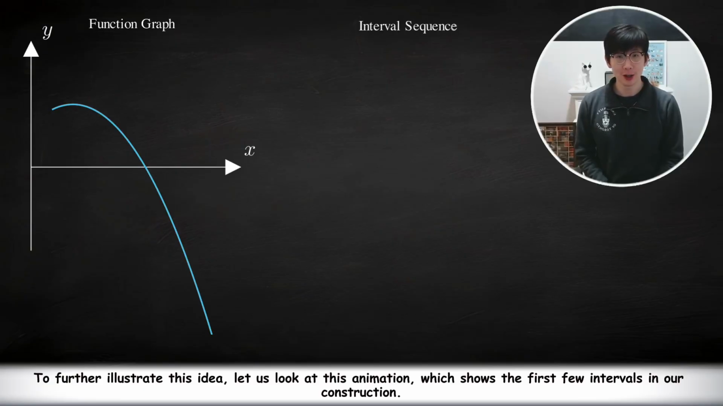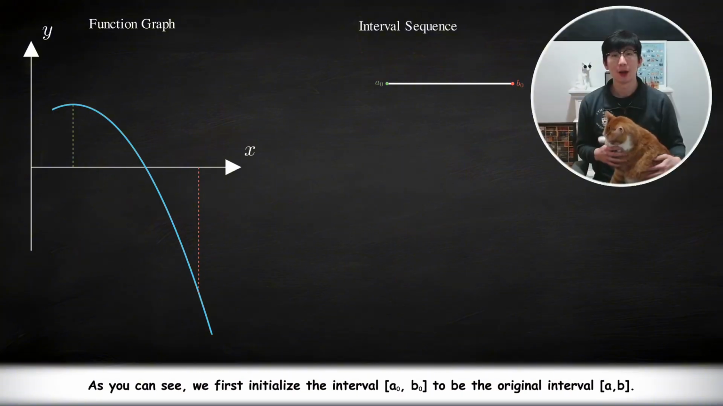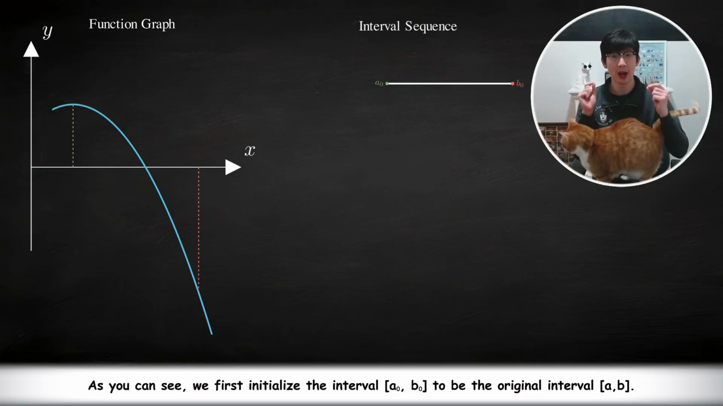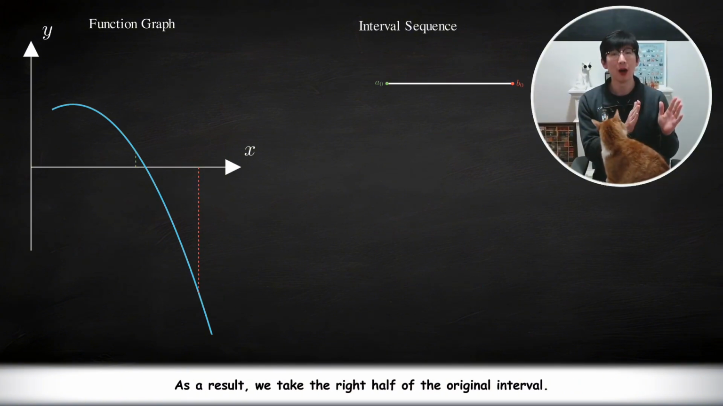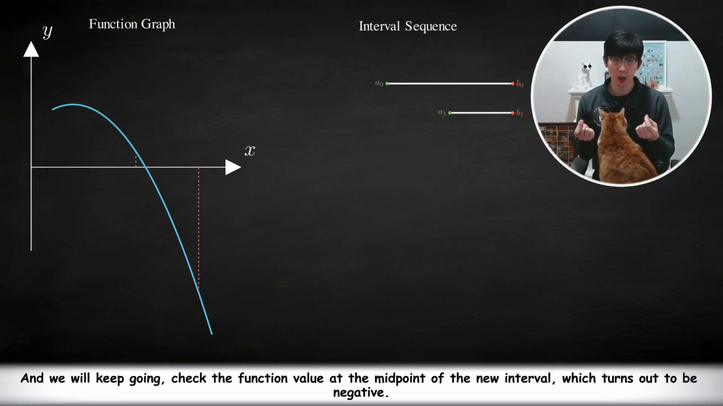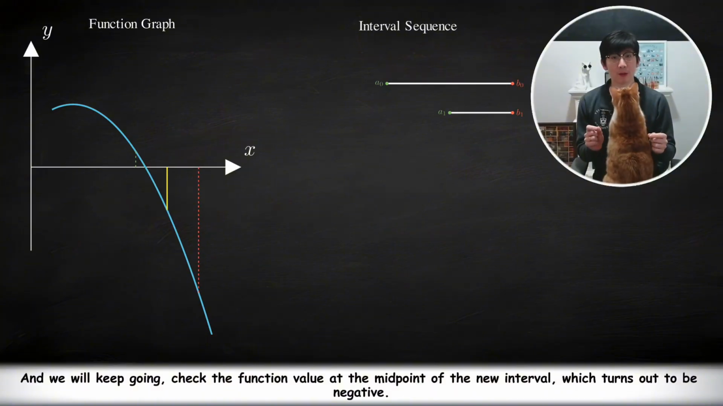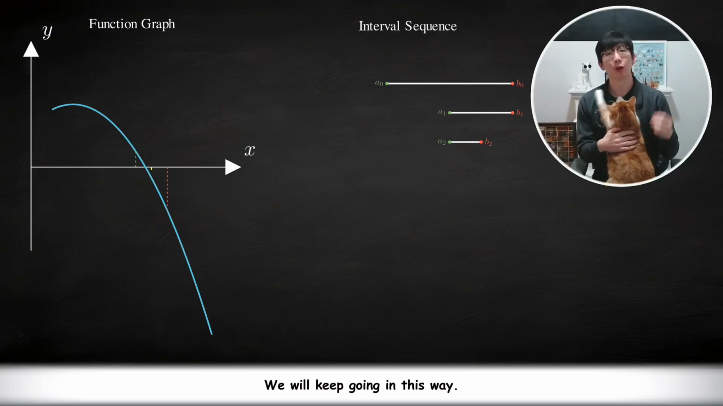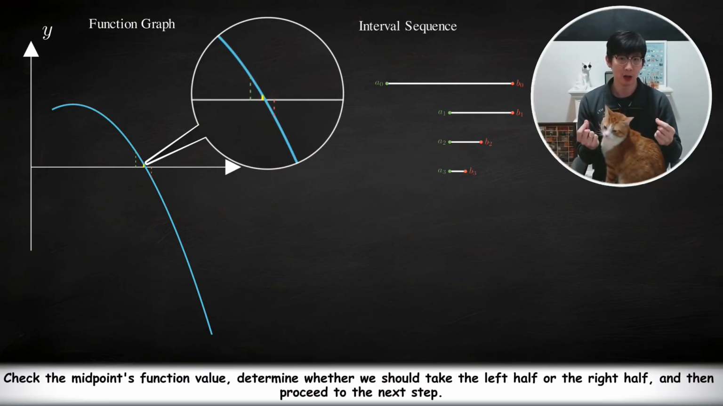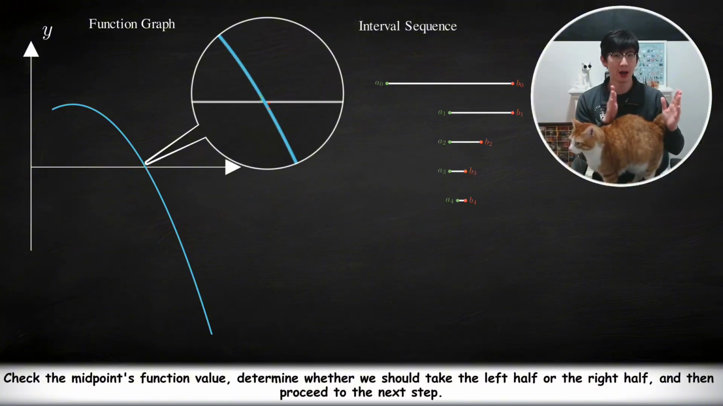To further illustrate this idea, let us look at this animation, which shows the first few intervals in our construction. As you can see, we first initialize the interval [a_0, b_0] to be the original interval [a, b]. From there, we look at the function value of its midpoint, which turns out to be positive. As a result, we take the right half of the original interval. And we will keep going, check the function value at the midpoint of the new interval, which turns out to be negative. Thus, in our next update, we will take the left half of the interval. We will keep going in this way. Check the midpoint's function value, determine whether we should take the left half or the right half, and then proceed to the next step.